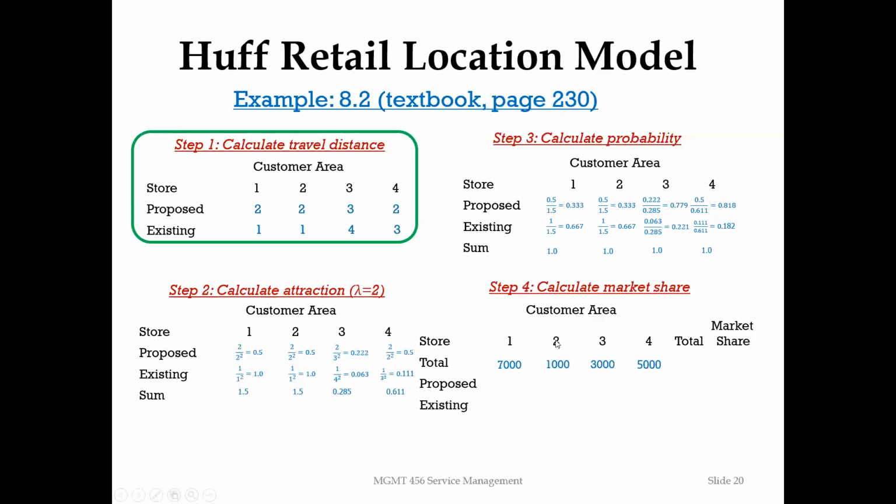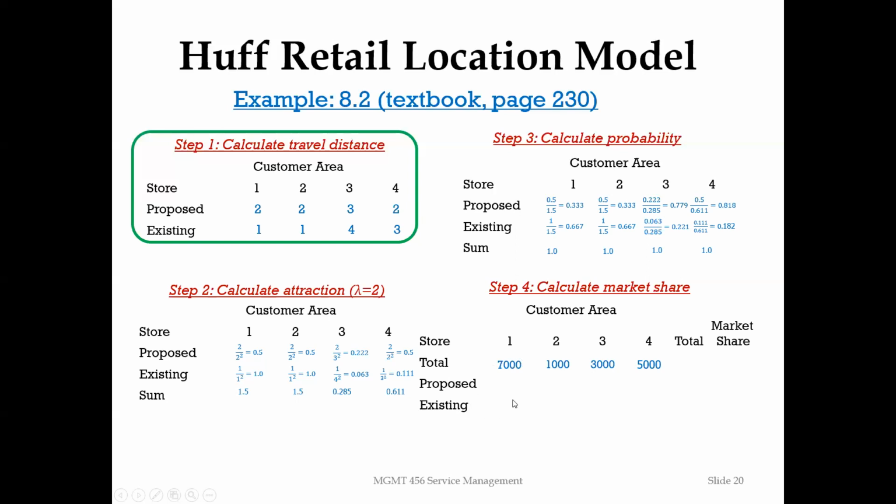For example, the monthly expenditure for those who live in customer area 1 is $7,000. And for those who live in customer area 2, $1,000. Customer area 3, $3,000. Customer area 4 is $5,000. So these 4 numbers represent total spending of customers in each area. So basically, for those who live in customer area 1, they are going to spend $7,000 per month on retail shopping. Now the question is, if you look at these $7,000, how much of these $7,000 will be spent in the proposed store, and how much of this $7,000 will be spent in the existing store?